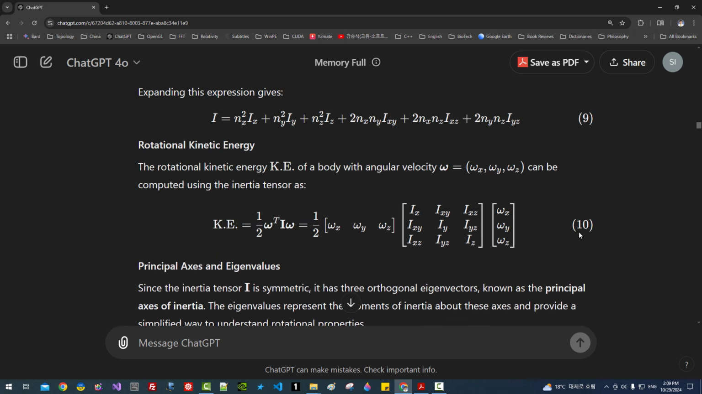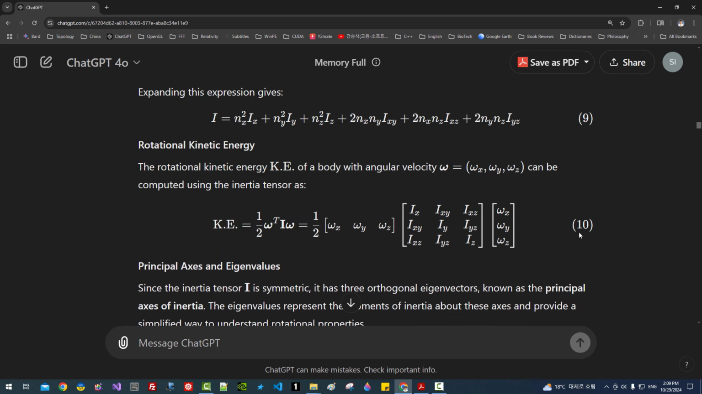Let's dive into the origin and meaning of equation 1, which represents the inertia tensor I. The inertia tensor is the matrix with rows (Ix, Ixy, Ixz), (Ixy, Iy, Iyz), (Ixz, Iyz, Iz).